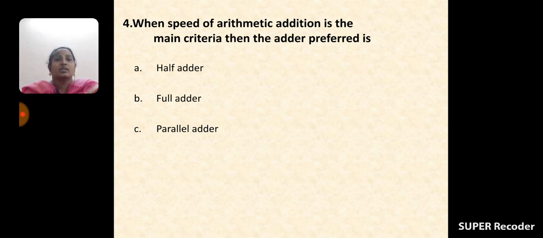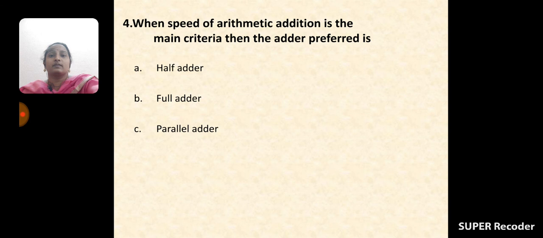In 1 mark questions, the questions are like: which adder will give the high speed? Parallel adder. And what is the function of serial adder? It will add the bits bit by bit. Which adder will require the memory element? Serial adder will require the memory element. And which one becomes expensive?